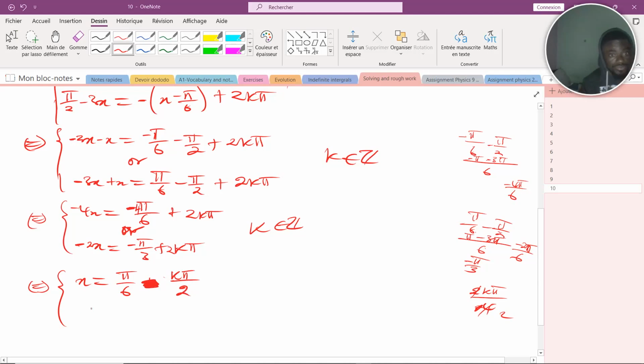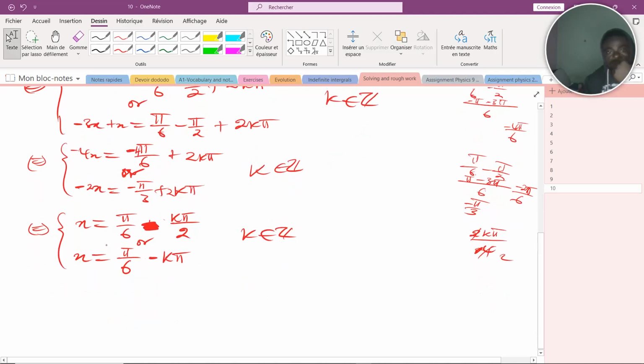So this will give k pi on 2. Is that okay? So this x will also be equals to, here I will divide by minus 2. So I'll have pi on 6 minus what? Minus k pi. Is that okay? With k belonging to the set of integers.